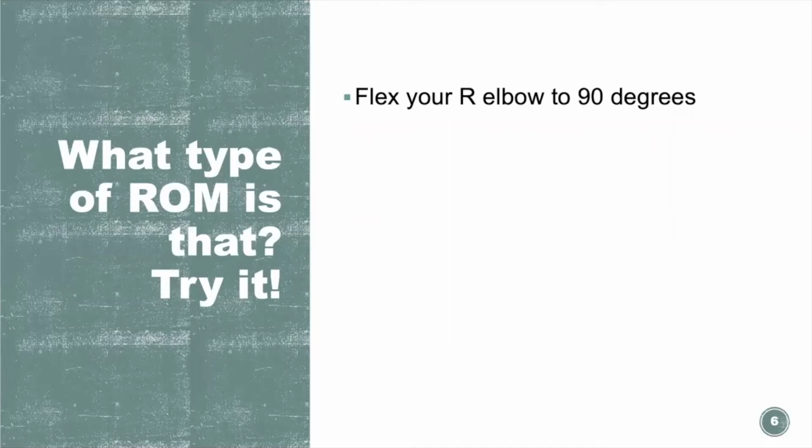So let's just do a little short-term recall and see if you can figure out which it is. If you are to flex your right elbow to 90 degrees, what would that be an example of? Active, passive, or resisted? Well, hopefully you're coming up with that. That is, in fact, active range of motion.